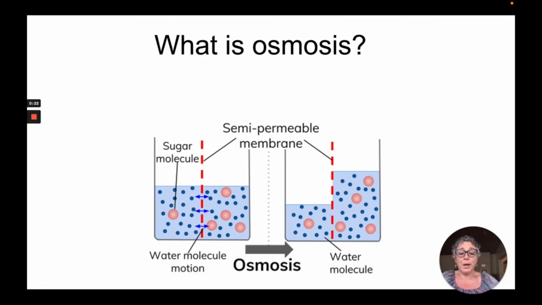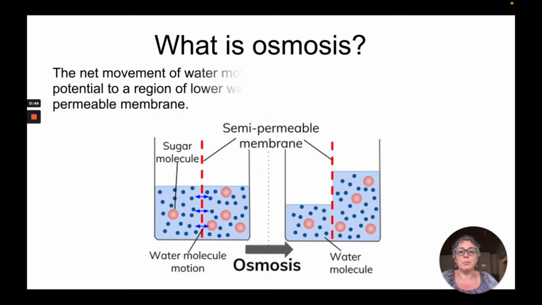We've talked about water molecules. We've talked about partially permeable membranes. In this diagram, it's labeled a semi-permeable membrane. And we see that water molecules move through the membrane, and the sugar molecules in this particular case, or the solute molecules, do not move through the semi-permeable membrane.